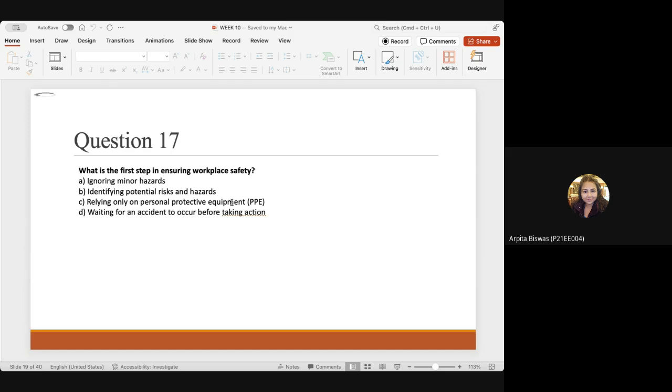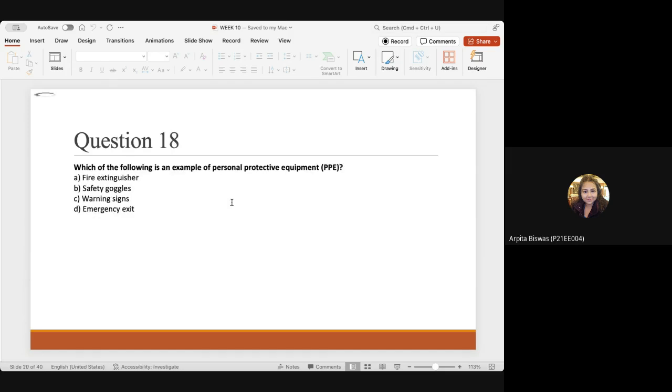So the question is, what is the first step in ensuring the workplace safety? So the right option is option B, identifying the potential risks and hazards. So next question, question number 18 is, which of the following is an example of personal protective equipment? First option is the fire extinguisher. Second is the safety goggles. Third option is the warning sign, and option D is the emergency exit.